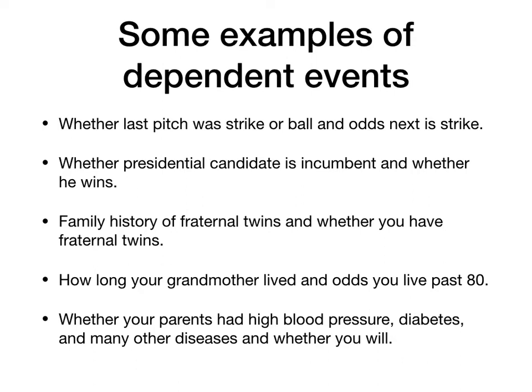Another example of a dependent event, whether a presidential candidate is an incumbent and whether he wins. Political scientists say incumbent presidents tend to win. Doesn't always happen. You have Jimmy Carter, you have George H.W. Bush, you have Donald Trump, but usually the incumbent wins. Much more often than 50%. We can argue about what the reasons for that are, but if you look at American history, incumbents tend to win. So if you know that a presidential candidate is an incumbent, you know that it's more likely that he's going to win. That tells you something about how this race is likely to turn out.